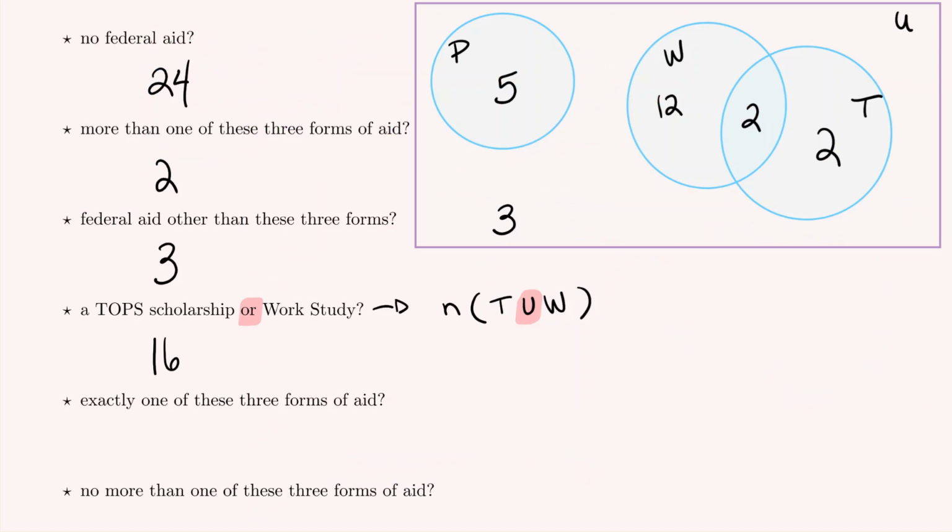So take a moment and look at our Venn diagram and think, how would you answer the question exactly one of these 3 forms of aid? So how many students had exactly one of either Pell Grant, work study, or TOPS? Pause the video and attempt on your own, then unpause to check your work.